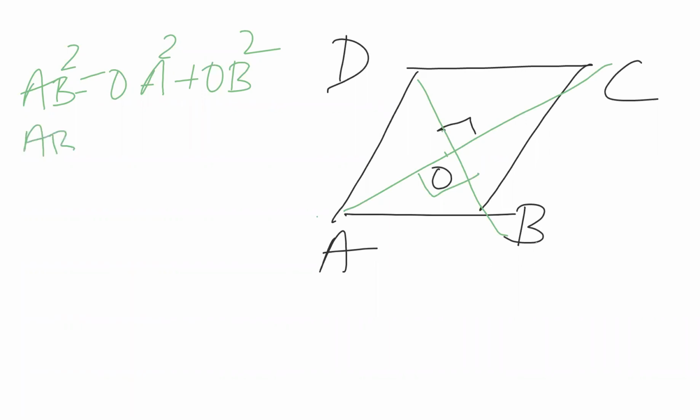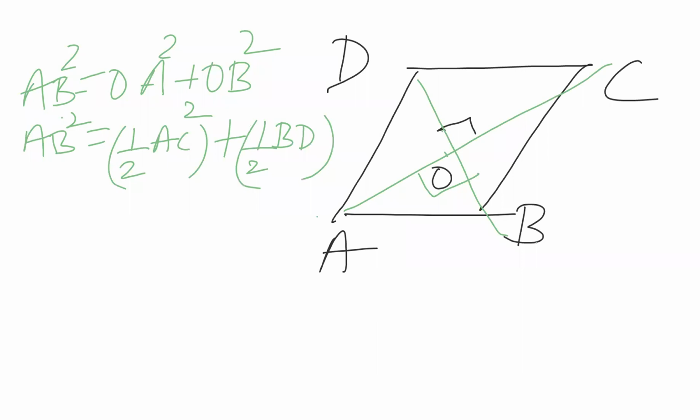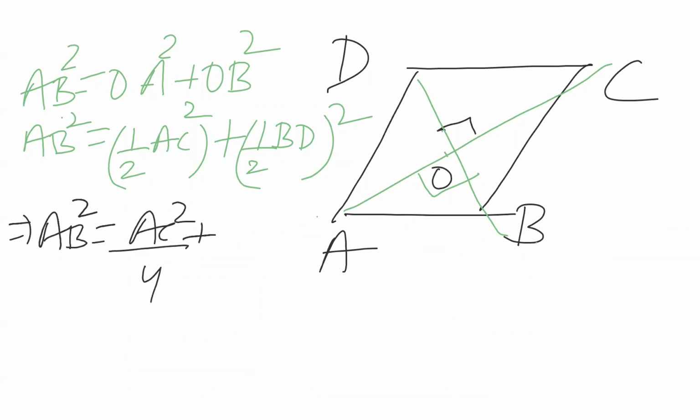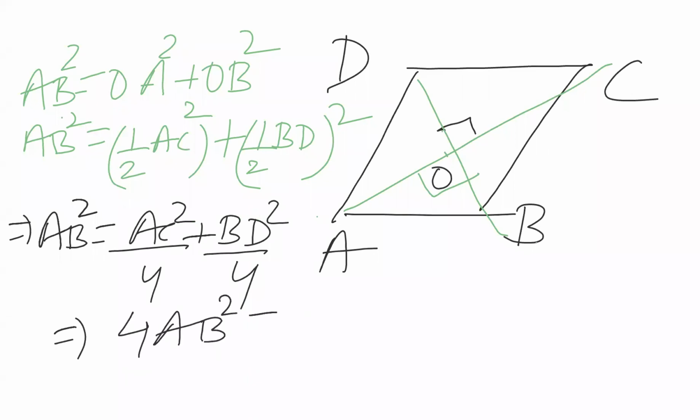Now, AB square can be written with OA as half of AC and OB as half of BD. Clear? Now AB square can be written as AC square by 4 plus BD square by 4. Cross multiplication: 4AB square is equal to AC square plus BD square.